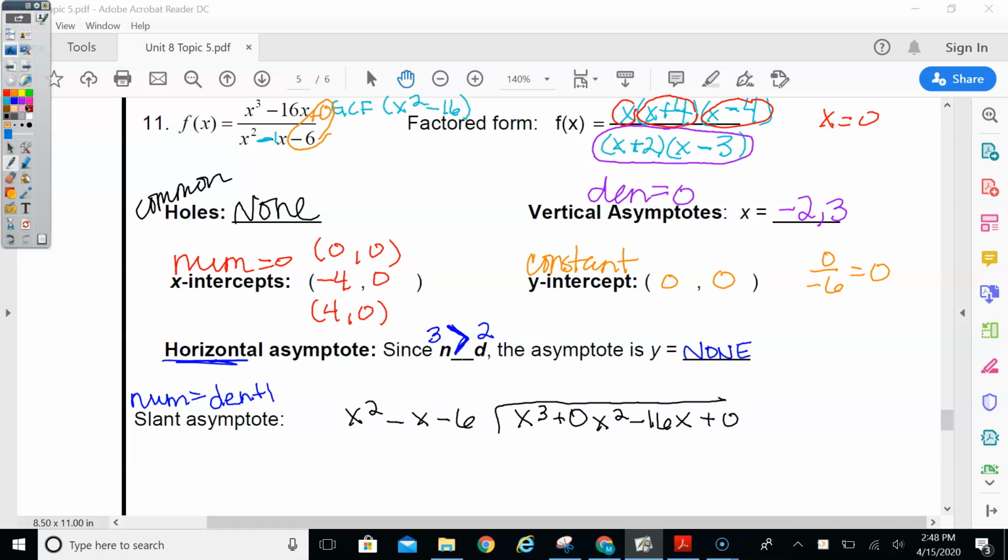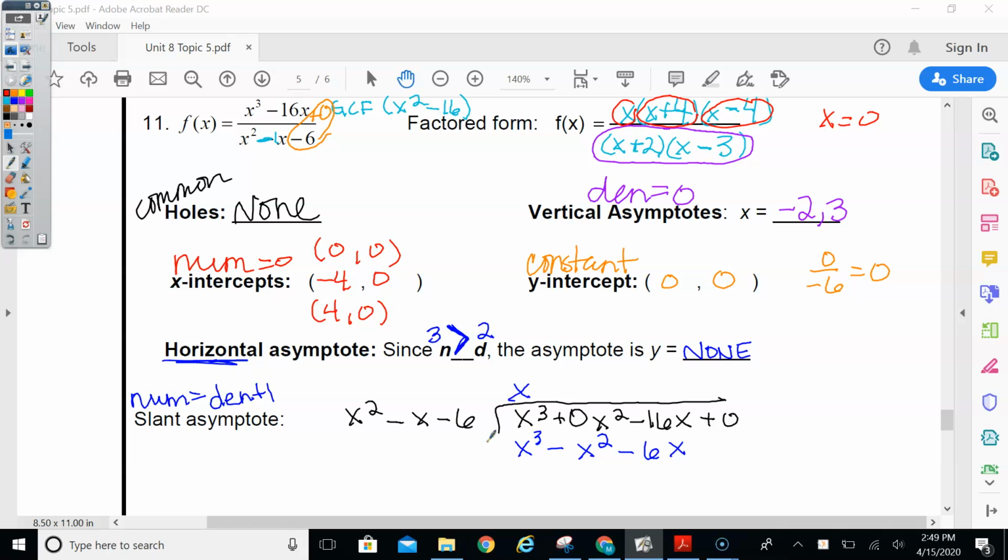So now you ask, x squared times what is going to give me x cubed? X squared times x is x cubed. So then we just take the x and distribute it to all these out here. So x times x squared is x cubed. X times negative x is negative x squared. And this is why you need that 0, so that they line up. X times negative 6 is negative 6x.